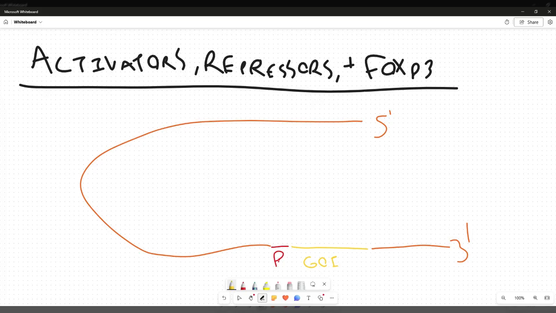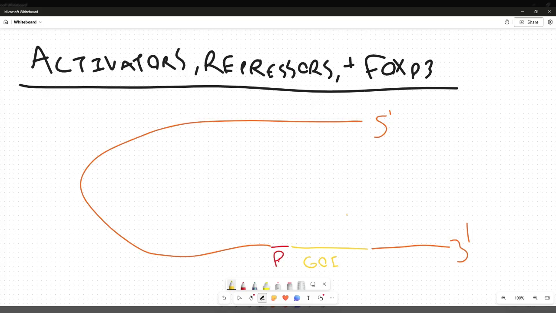So as you see right here, this is my DNA. This is what DNA I would like or not like to transcribe. So you'll see I've got my P is my promoter, my GOI is my gene of interest. So let's just say this produces pro-inflammatory cytokines. Well, let's say this produces anything. We'll start simple.